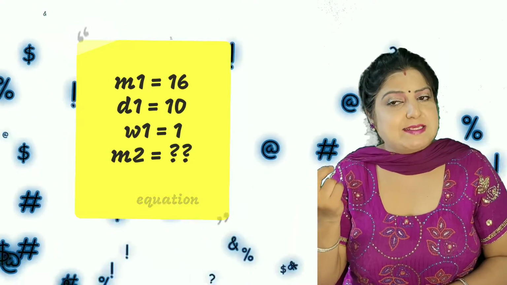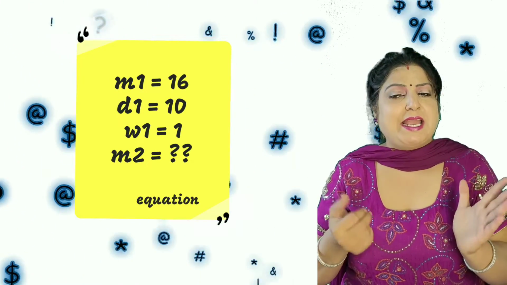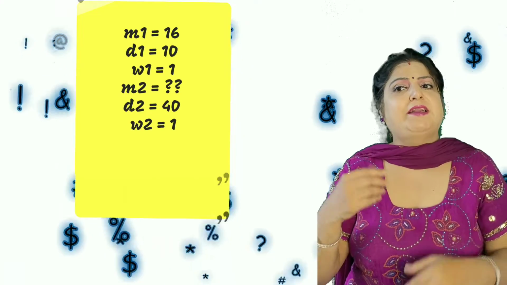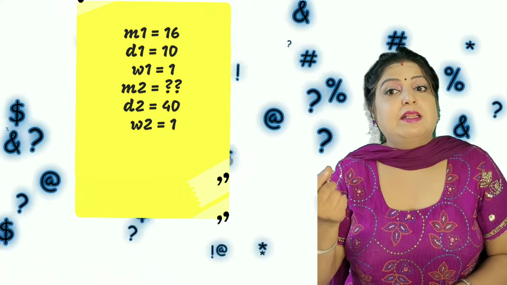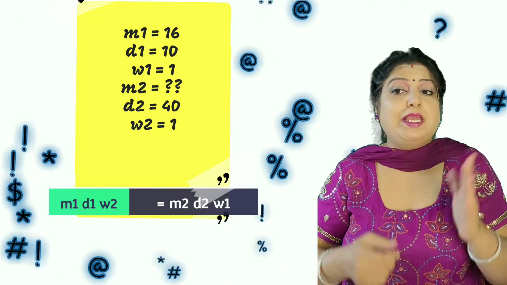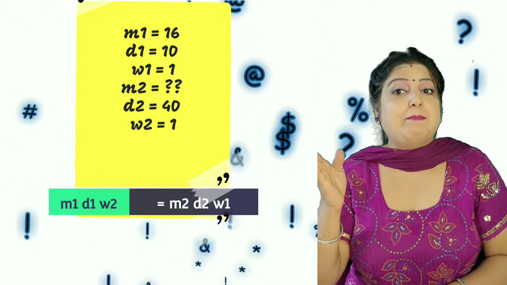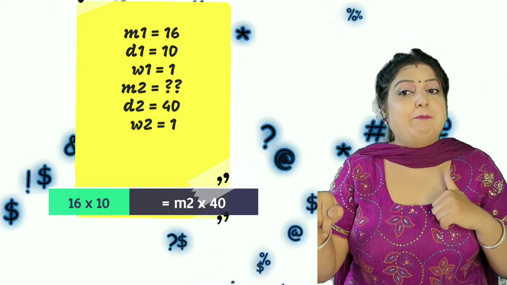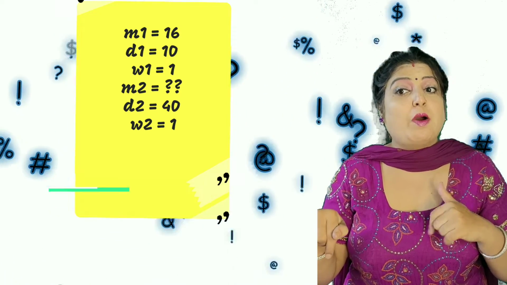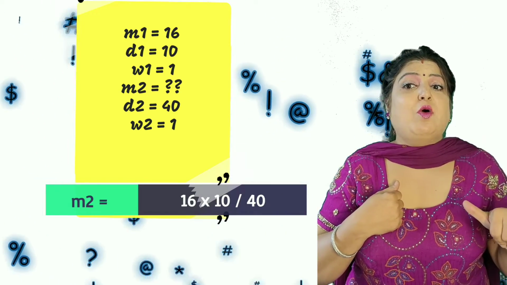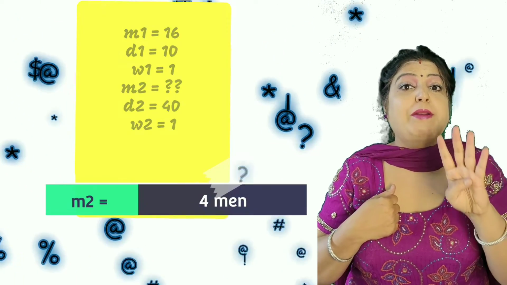We should see how the basic formula works here. Here M1 is 16, D1 is 10, W1 is 1, and M2 we have to find out. D2 is 40, W2 is again 1. Thus, the formula M1 D1 W2 equal to M2 D2 W1, 16 multiply 10 equals to M2 multiply 40, or M2 equals to 16 multiply 10 over 40 means 4 men.